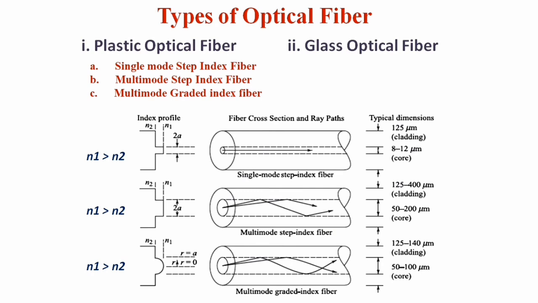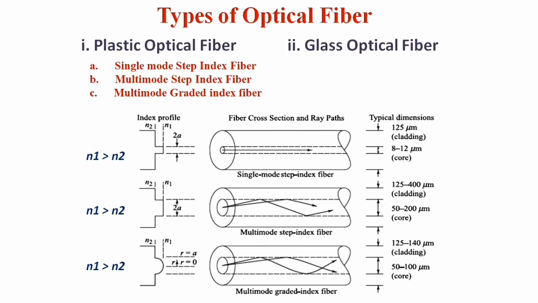What do you mean by gradient index optical fiber? The refractive index of the core medium gradually decreases from the center axis of the core to the surface of the core. Then the refractive index abruptly, suddenly changes into the cladding medium. So there is a gradual change in the core medium, so it is called a gradient index optical fiber. The refractive index profile of the gradient index optical fiber is shown against the fiber structure. N1 is greater than N2.